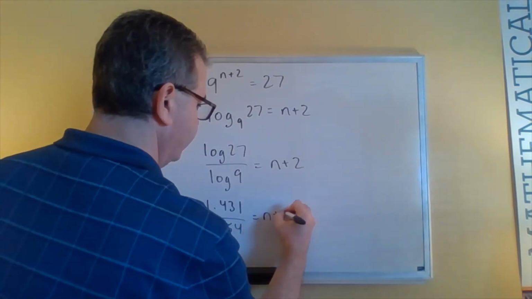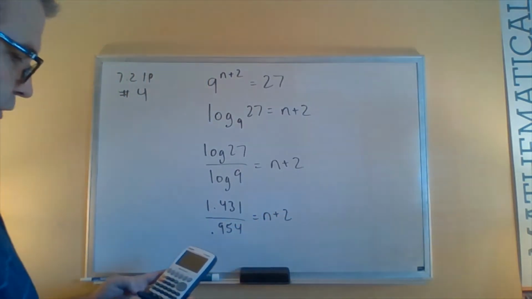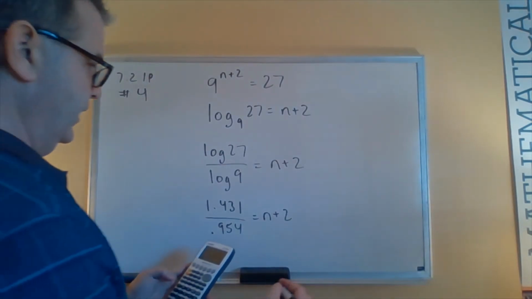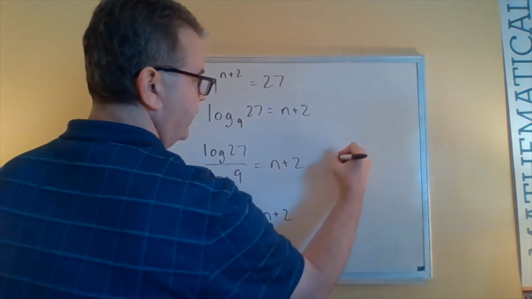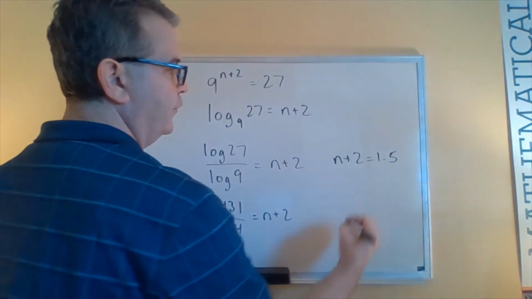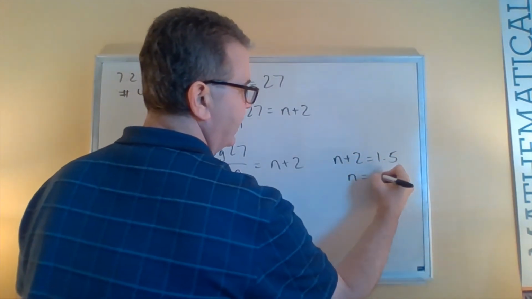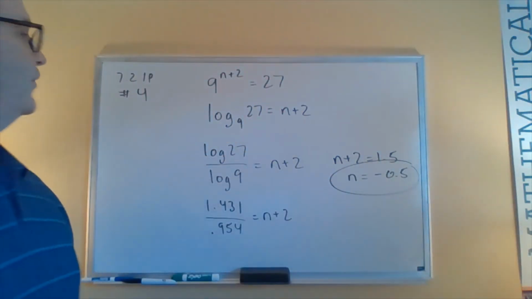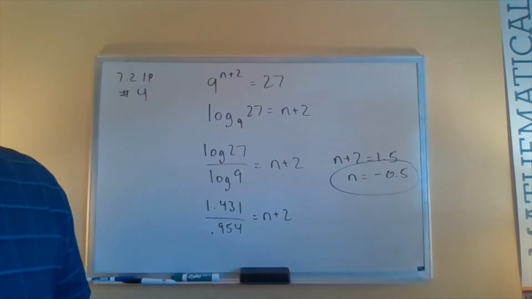That equals n plus 2. So 1.431 divided by 0.954 equals 1.5. We're going to have n plus 2 equals 1.5. We subtract 2 from each side. I'm going to get n equals negative 0.5. That is my answer for number 4.